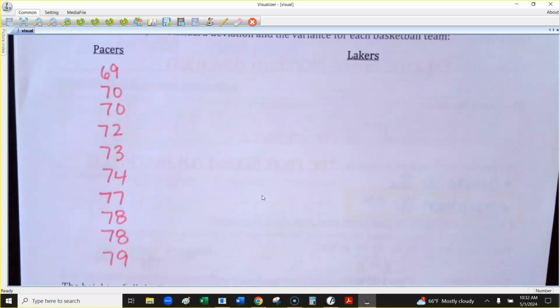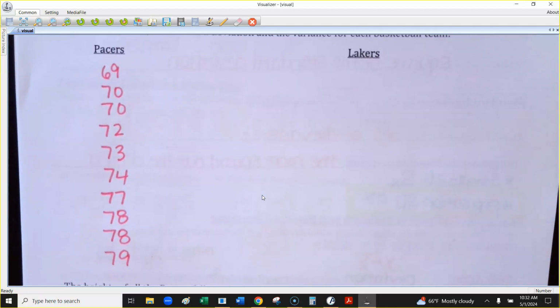All right, so I'm going to show you guys how to do this with the calculator instead of doing all those deviations by hand like we just did. So find the mean, the standard deviation, and the variance.